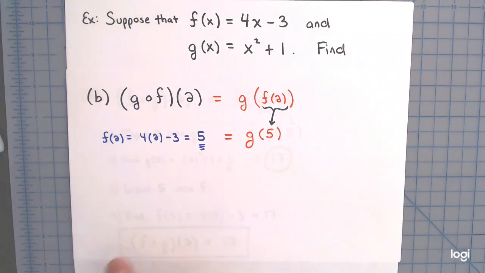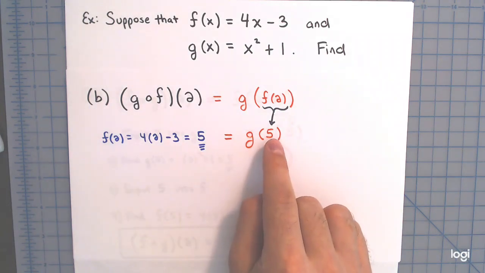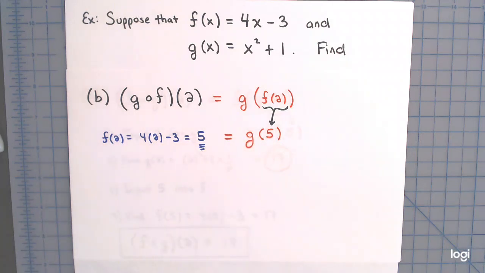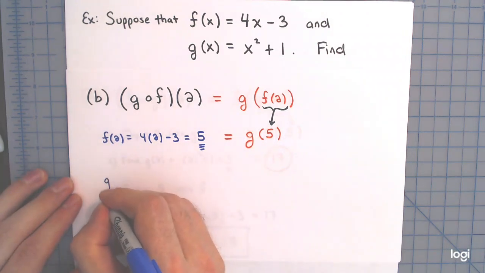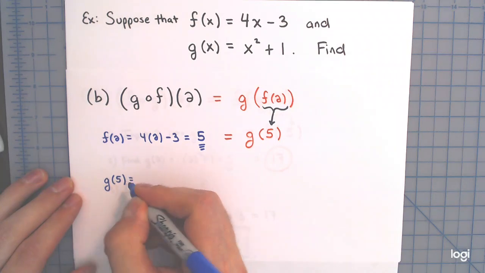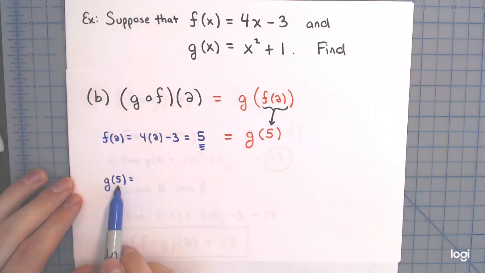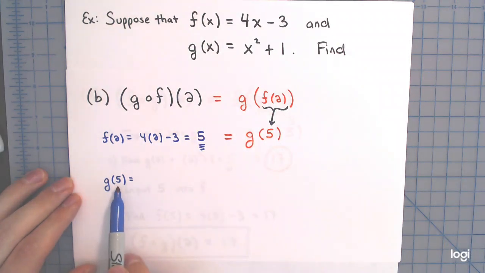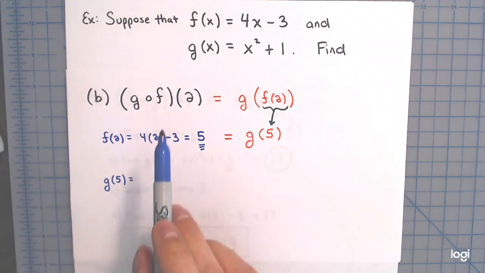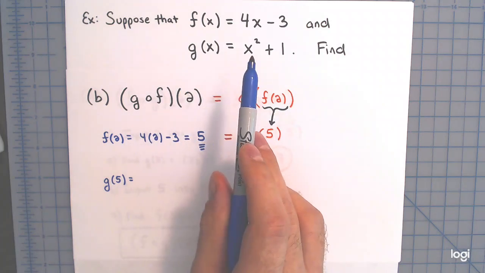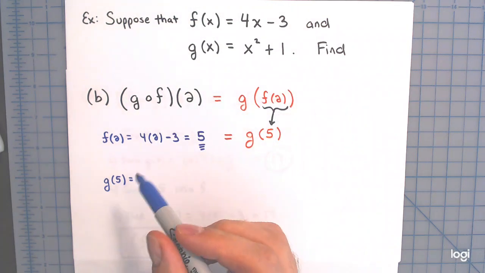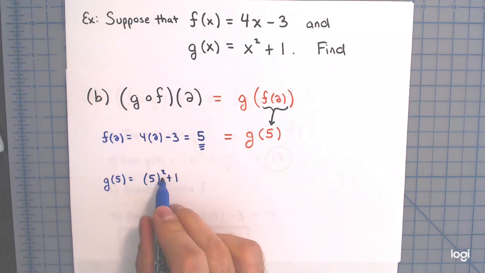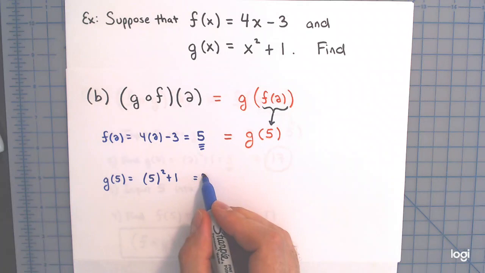Okay, and now what I'm being told to do here is put 5 into the next function, the only function named left. Put 5 into g. Right, and what is g of 5? The g of f of 2. Go through the rule for g, the function g, and replace all the inputs with 5. So g of 5 would be 5 squared plus 1. Well, 5 squared is 25, plus 1 is 26.